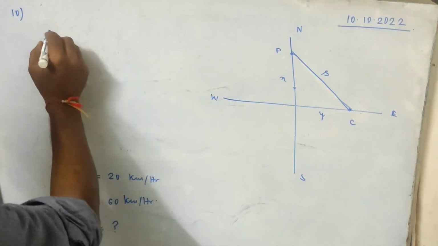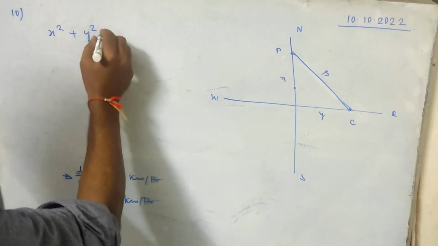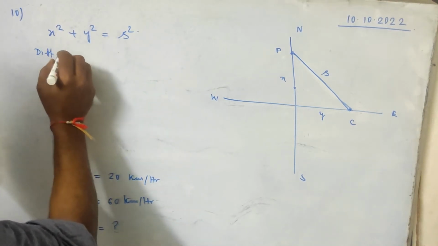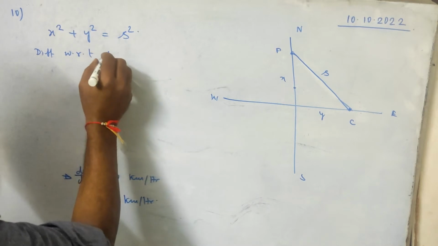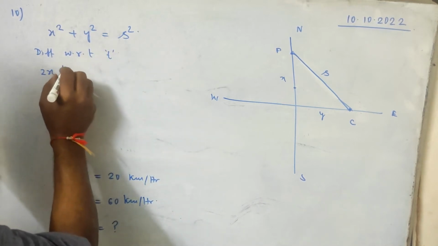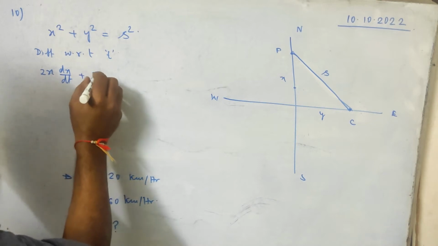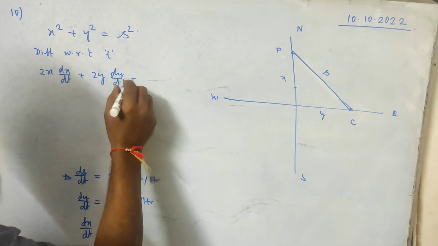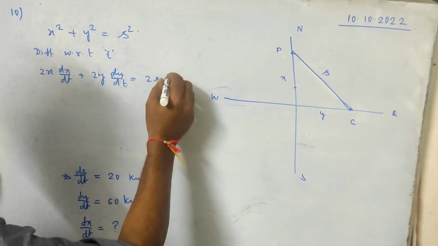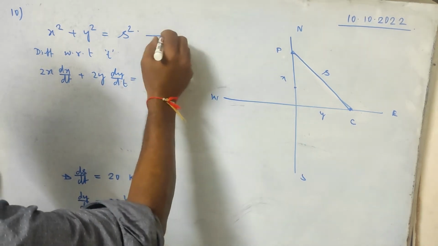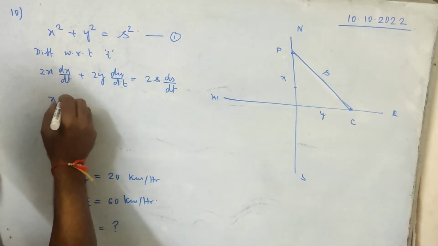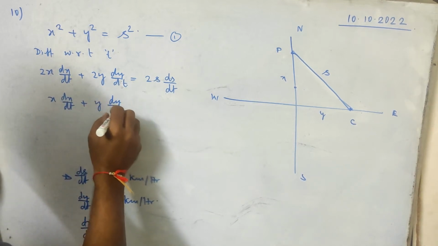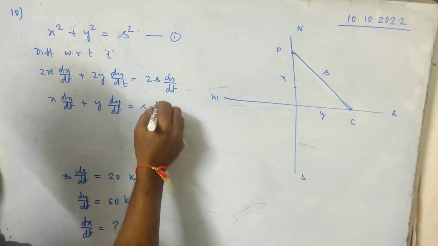Okay. x square plus y square is equal to s square. So differentiating with respect to t, 2x dx by dt plus 2y dy by dt is equal to 2s ds by dt, right? Make this equation 1. Divide throughout by 2: x dx by dt plus y dy by dt is equal to s ds by dt, right?